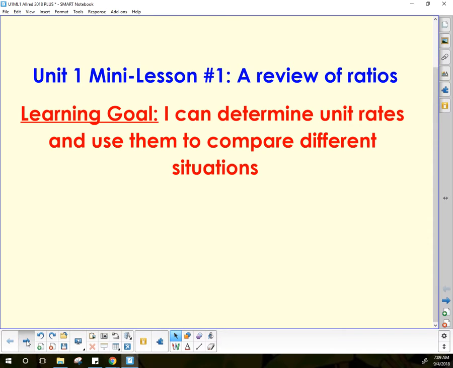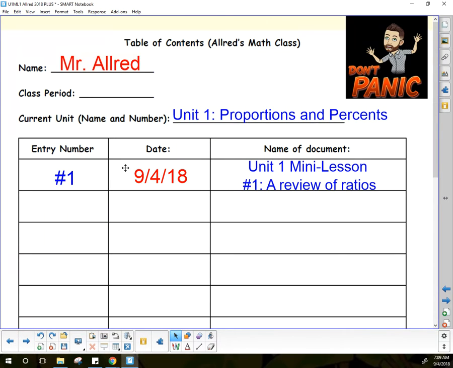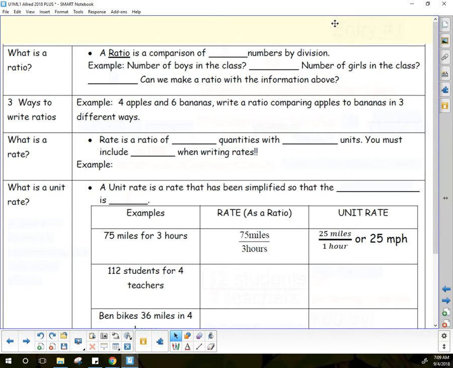Okay, here we go. Unit 1, mini lesson number 1, a review of ratios, which just so happens to be your first entry in your brand new table of contents. Please make note of that in your table of contents. Please put it in your binder when we're done watching this. Because it's entry number 1, you're going to write that on the very top right-hand side of the page, and we're going to get started. Please tell Edpuzzle what you remember about ratios.